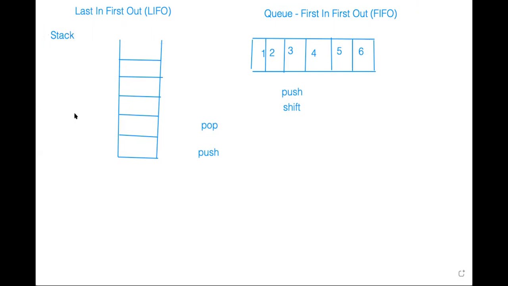Okay. So in JavaScript, I don't need separate data structures. I can use the array utility methods to get both stack and queue. Now my question is, where do you think we can use stack? In what kind of question can we use stack?